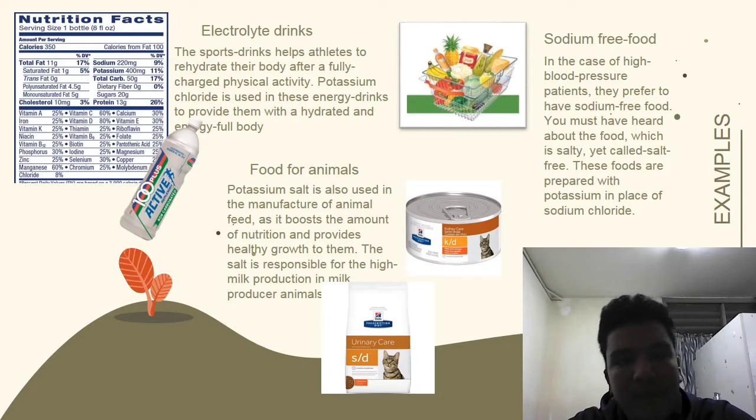So next, another example of potassium chloride being used in industry is in electrolyte drinks. Electrolyte drinks are usually consumed by athletes that need a lot of energy. So next, it is used in food for animals, because potassium chloride boosts the amount of nutrition and provides healthy growth to the animal.